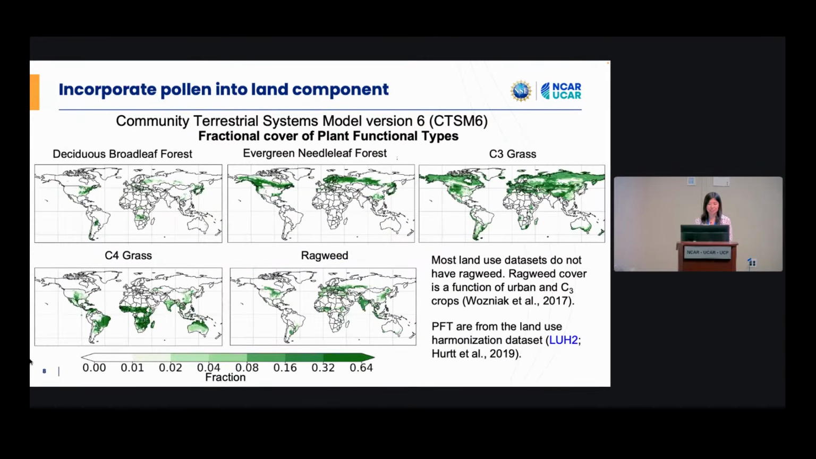Here we are using the CESM, and we are considering 5 different plant functional types. Ragweed is generally not included in the land model, but we just calculated it based on its fraction over urban and crop land cover. And if you remember, I have been mentioning that our pollen emission model is developed based on United States observations. So how do we couple it into a global model?